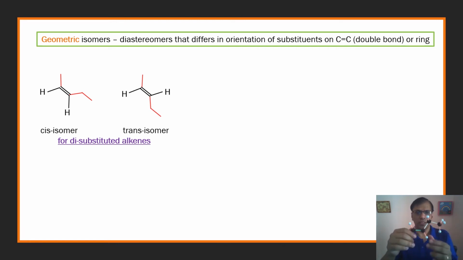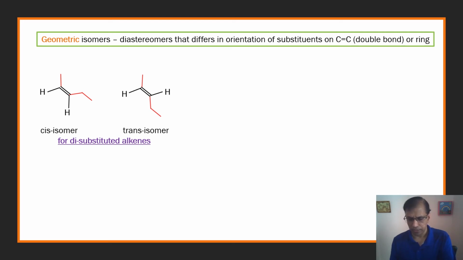So this is the example of a trans isomer. This is the carbon-carbon double bond, this green one, and then you have a hydrogen on one side and the other hydrogen is on the other side. So they are on the opposite sides of the double bond, and so this is called the trans isomer.